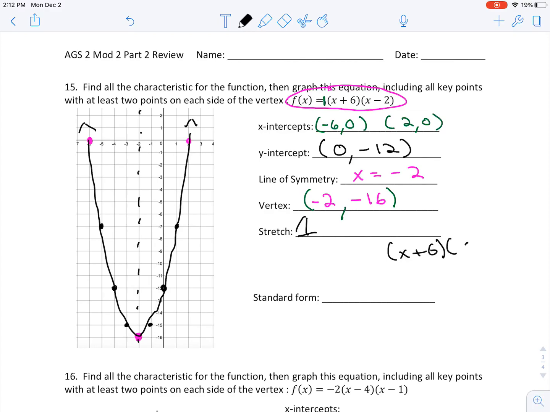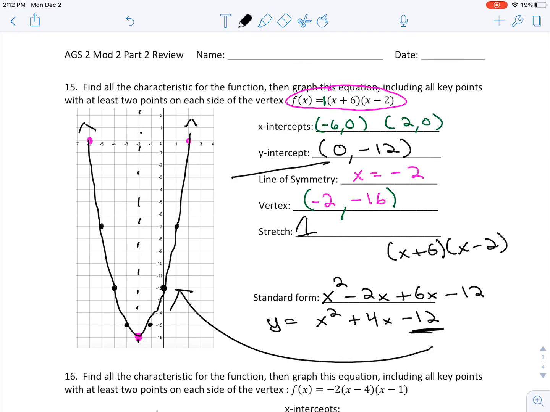Okay, and my standard form, well, remember, we got to FOIL to get to standard form. So I need to FOIL x plus 6, x minus 2, which is going to be x squared, minus 2x, plus 6x, minus 12. Again, please check out YouTube if you need to learn how to FOIL, but that will give you x squared plus 4x minus 12. And that's another way to get the y-intercept, because you know in standard form, C is the y-intercept.